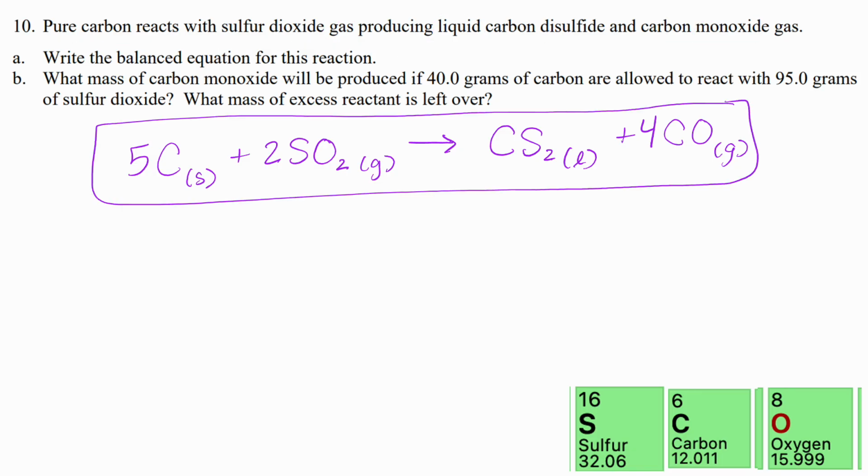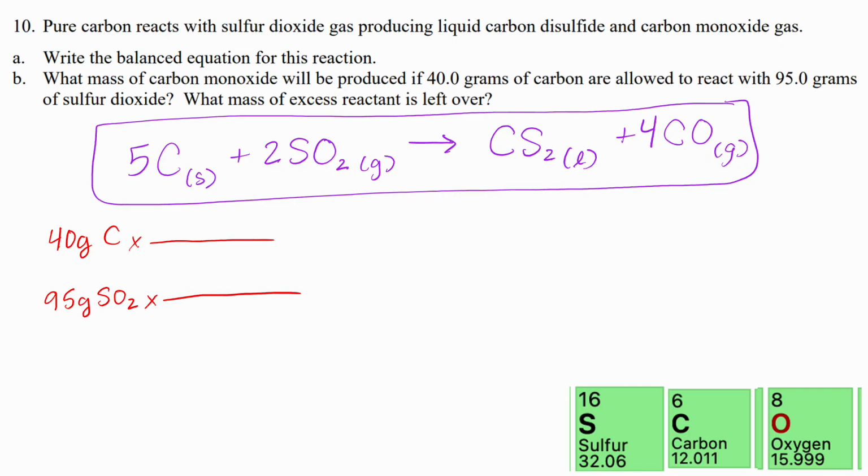Part B says what mass of carbon monoxide will be produced if 40 grams of carbon are allowed to react with 95 grams of sulfur dioxide. So this is again a theoretical yield question. So we're trying to figure out what mass of our product, carbon monoxide, can be made with those two amounts of reactants. So starting with what we are given, which is our 40 grams of carbon and our 95 grams of sulfur dioxide, SO2.